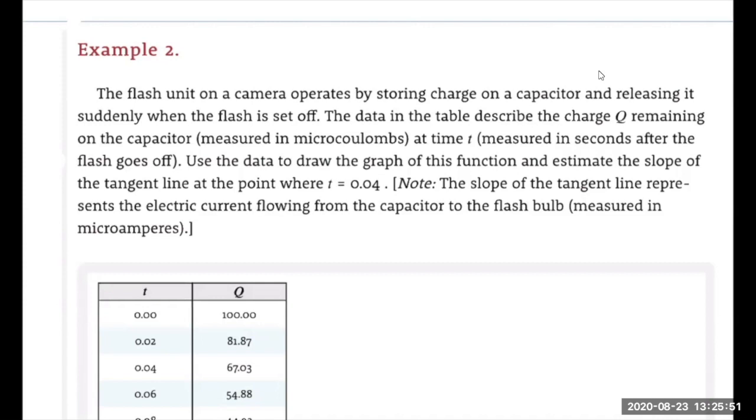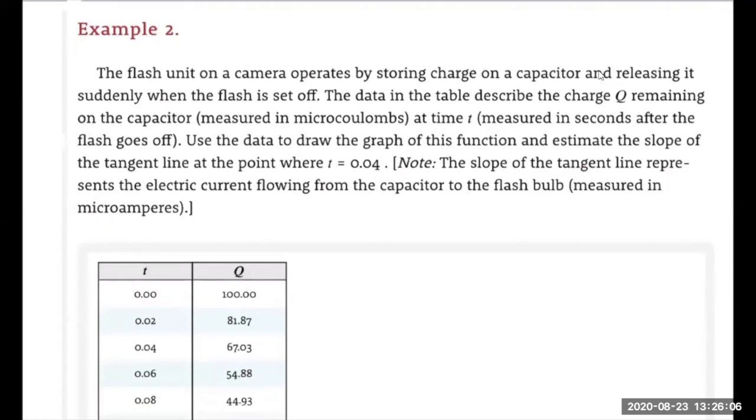In this example, the flash unit on the camera operates by storing charge on a capacitor and releasing it suddenly when the flash is set off. The data in the table describe the charge Q remaining on the capacitor, measured in microcoulombs, at time t. Use the data to draw the graph of this function and estimate the slope of the tangent line at the point where t is equal to 0.04.